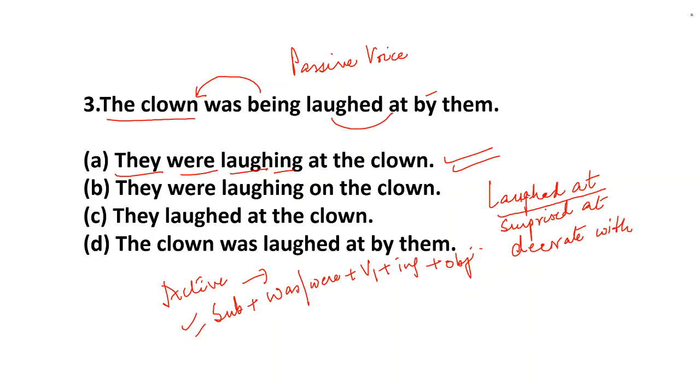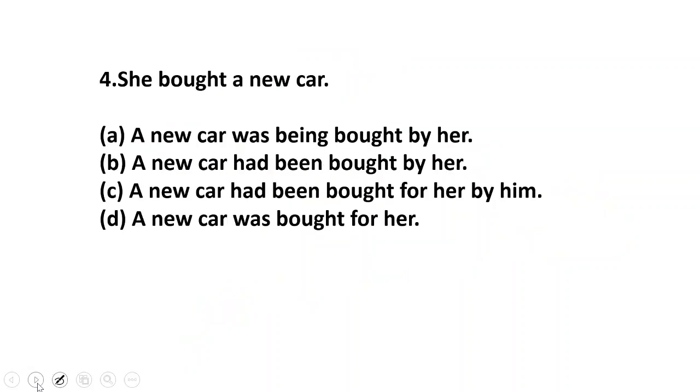Okay. Next, number 4 sentence. Here we do the number 4 sentence. She bought a new car. Very simple. This is in active voice. She is the subject. Bought is in the past tense. That is simple past tense.